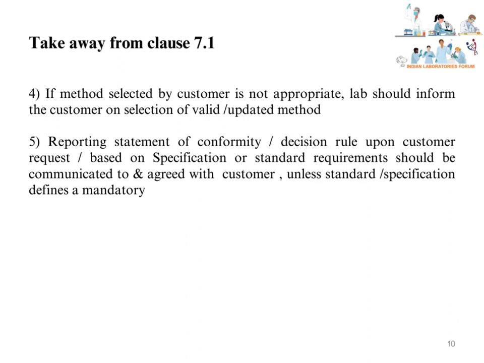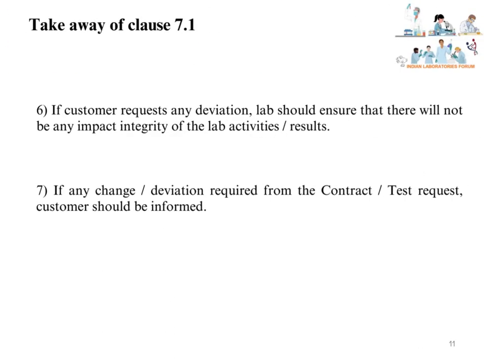Reporting a statement of conformity requires a decision rule, upon customer request or based on specification or standard requirements. That decision rule should be communicated to and agreed with the customer, unless the standard specification defines a mandatory rule. If the customer requests any deviation, the laboratory should ensure that there will be no impact on the integrity of the lab activities or the quality of the results. If any change or deviation is required from the contract or test request, the customer should be informed.